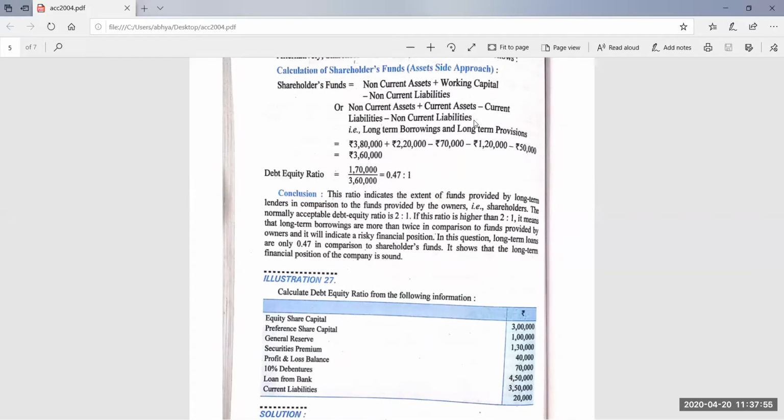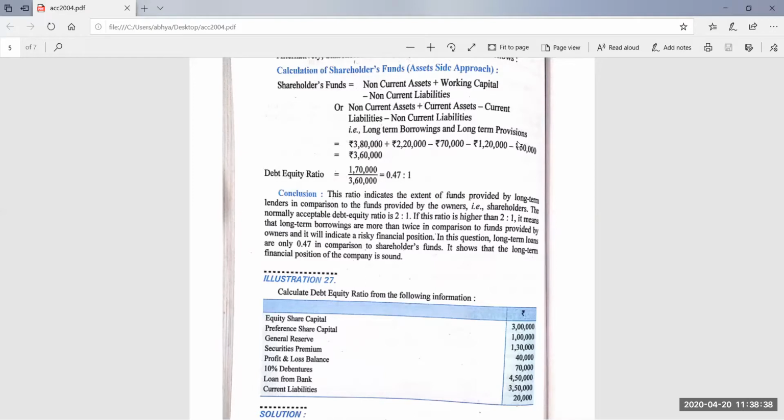Debt equity ratio. I am reading the question. Till then you can start doing. Equity share capital, preference share capital, general reserve, securities premium reserve 40,000, profit and loss balance 70. Unless the debit balance is written along with the profit and loss, or the balance is given in negative form, you will assume it as a profit. So profit and loss is positive, that is the 70,000. If this figure is written in bracket, it means it's a negative balance. 10% debentures, 4,50,000, it's a part of non-current liability.